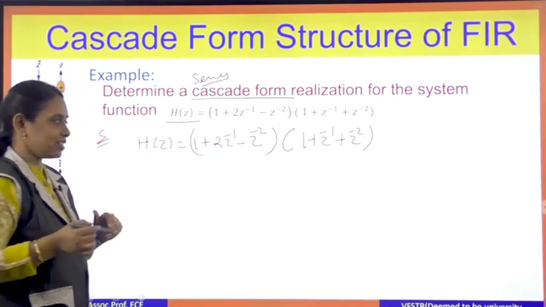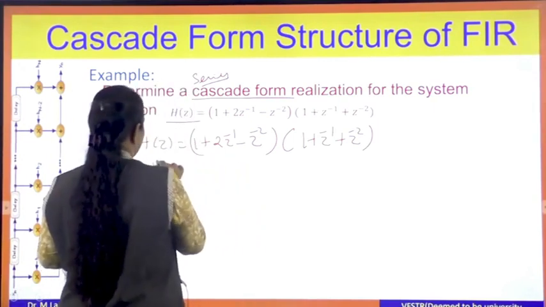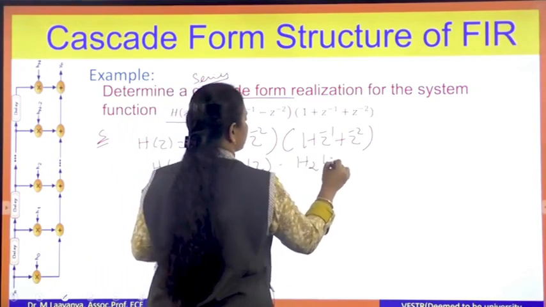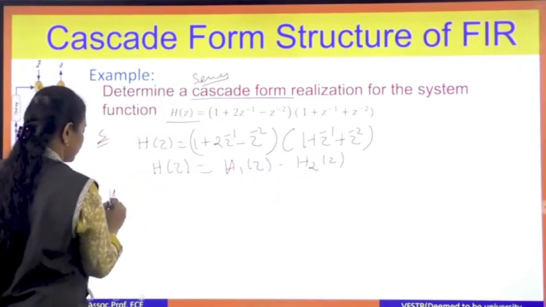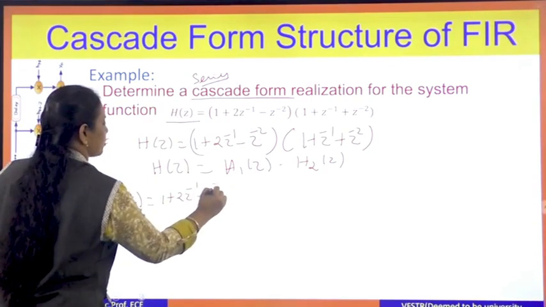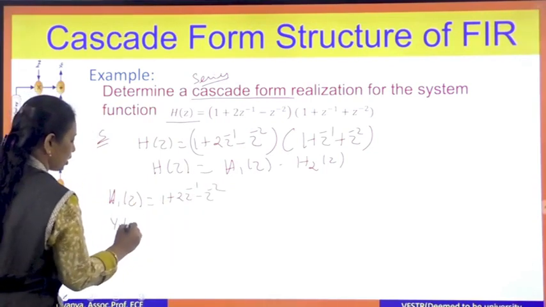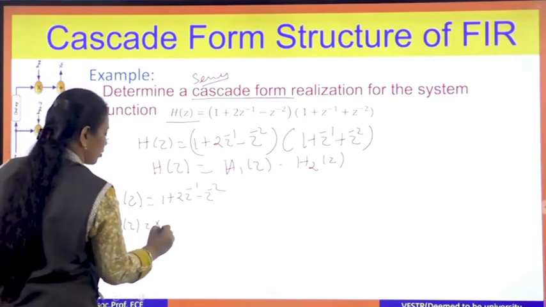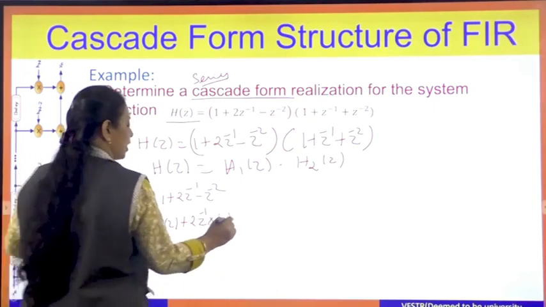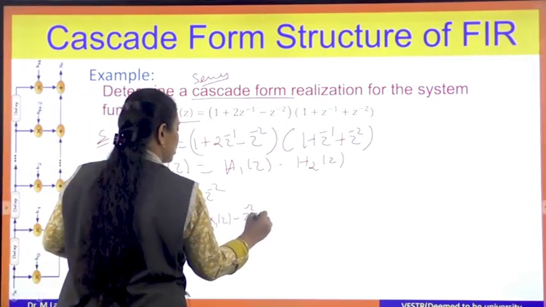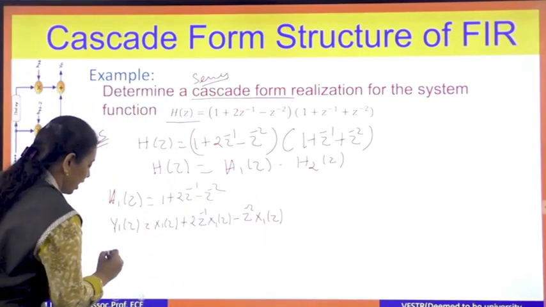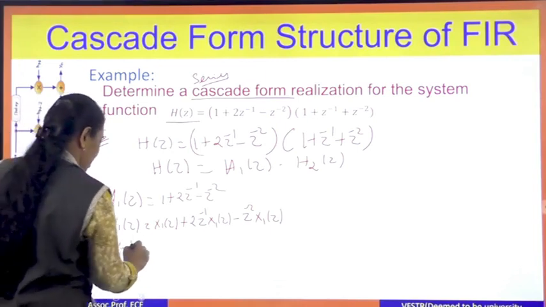We will have this as such, and we will write this as h1 of z into h2 of z. So now you take h1 of z, which will be 1 plus 2 z inverse minus z power minus 2. Write this as y1 of z is equal to x1 of z plus 2 z inverse x1 of z minus z power minus 2 x1 of z, and draw the structure for this. So let me have the input to be x1 of z, which is now delayed.